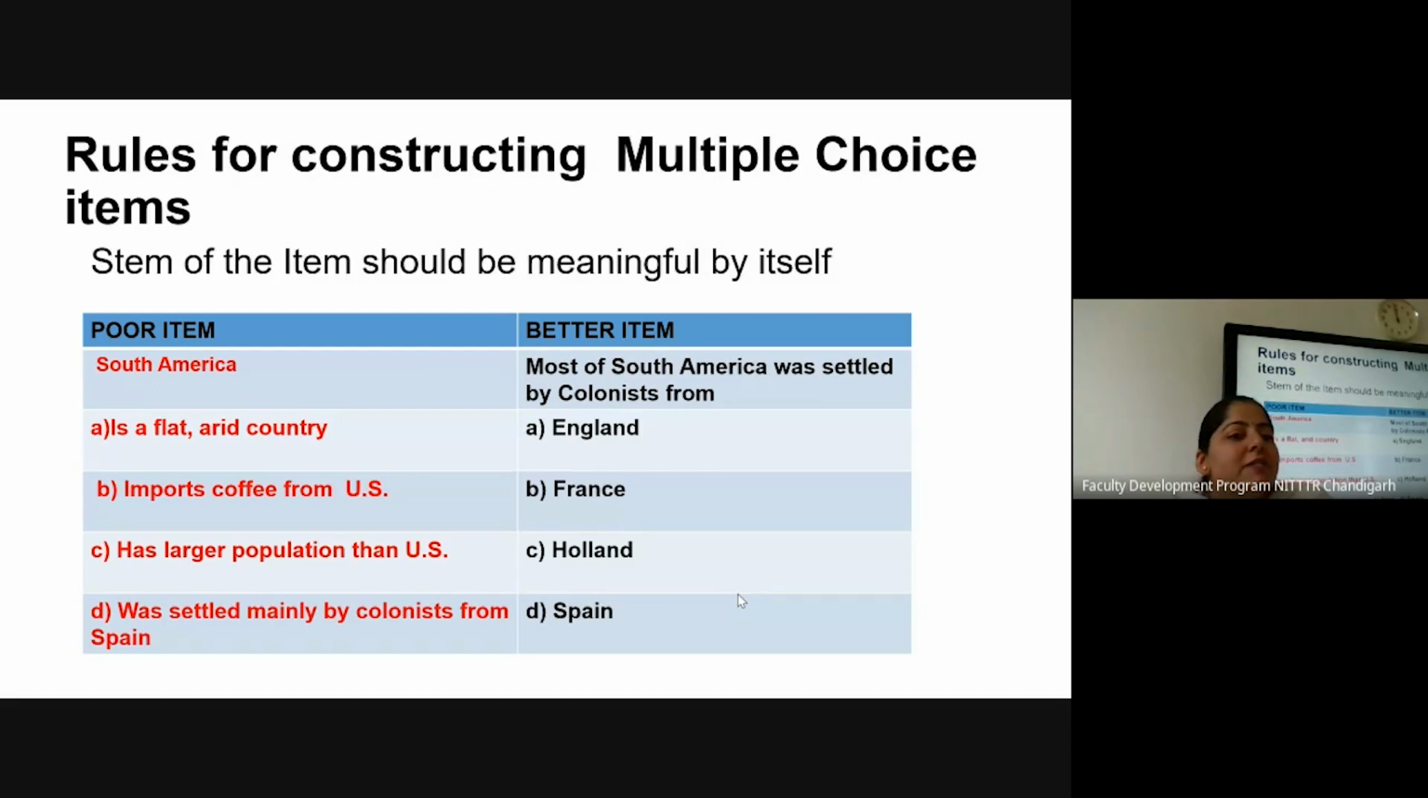The second example is 'South America is a flat arid country, imports coffee from US, has larger population than US, was settled mainly by the colonialists from Spain.' Again, in this particular case the stem is not at all meaningful. South America can be anything. So 'Most of South America was settled by colonialists from which country?' That may be the right question to ask the students.